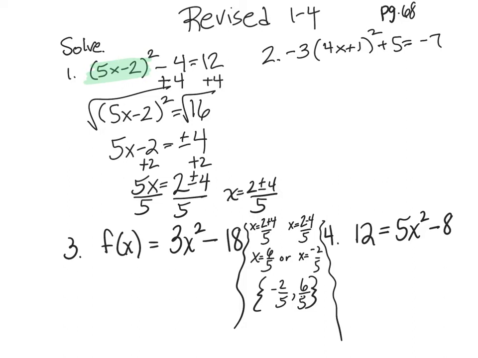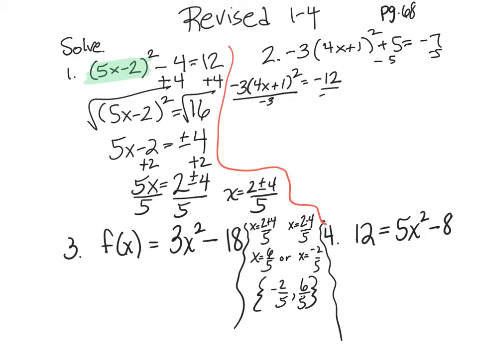Let's do the same thing for number 2. I'll try to write a little smaller so I'll have space to actually do question 2. I'm going to subtract 5 from both sides. Negative 3 times the quantity 4x plus 1 squared equals negative 12. My quadratic is not alone, so I have to get rid of this negative 3 by dividing by negative 3. The quantity 4x plus 1 squared equals 4. Negative 12 divided by negative 3 is 4.